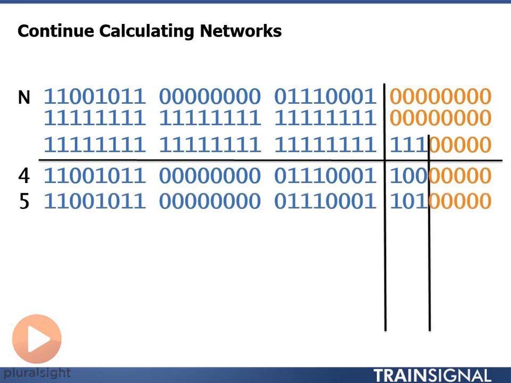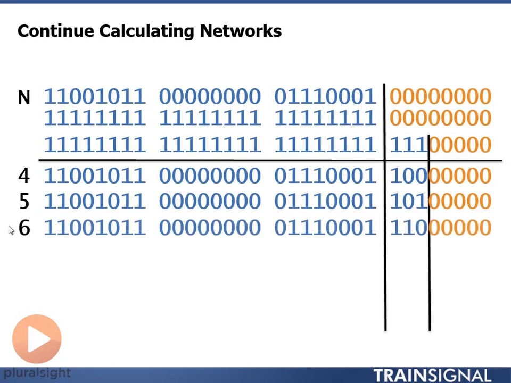So if we want to do network number 5, I convert 5 to binary. I put it in my 3 borrowed bits, put all zeros in the host portion. I calculate network number 5. Do the same for 6. Convert 6 to binary. Fill it into my borrowed bit section. 110 is 6 in binary.